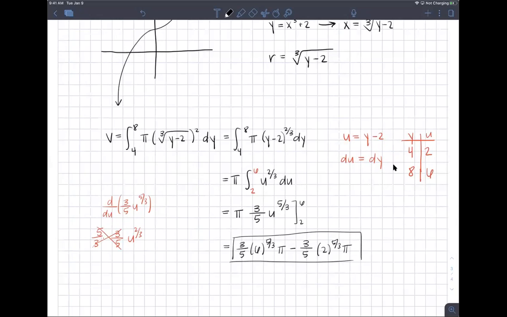So that was actually a pretty good review problem, even though it took 5 minutes to find. Are there any questions about the disk method for finding volumes?